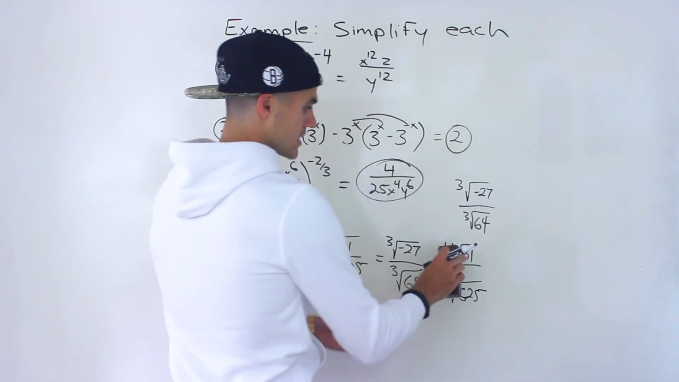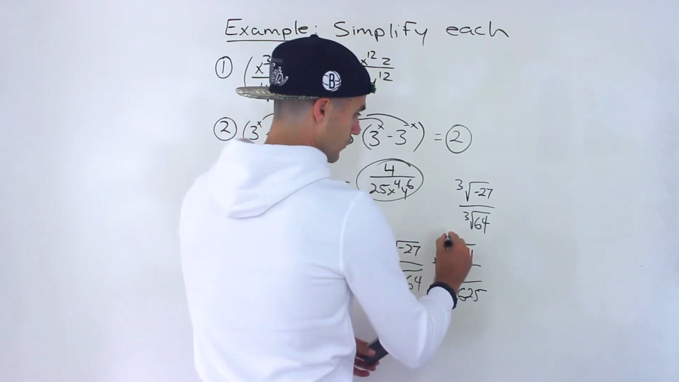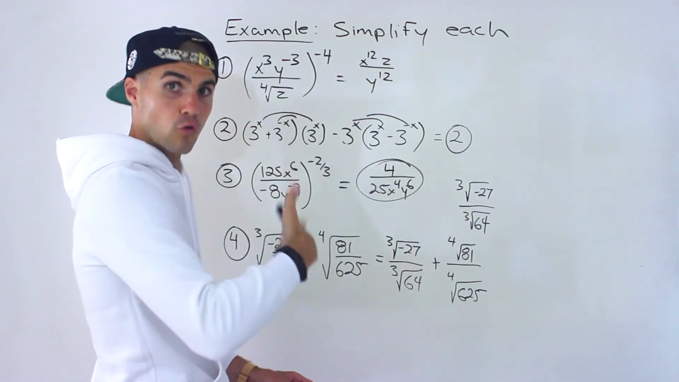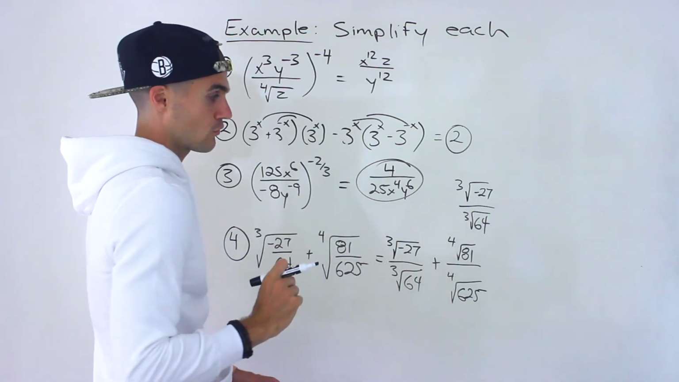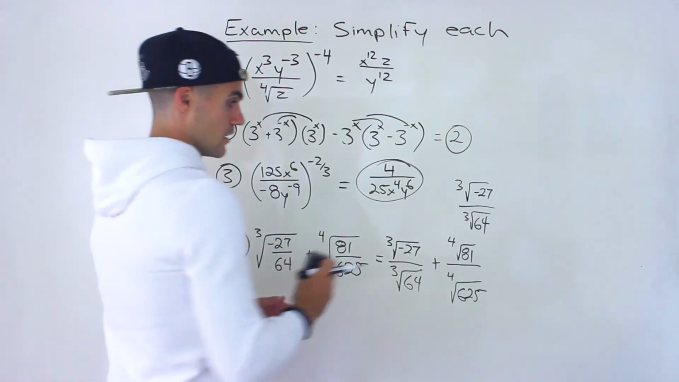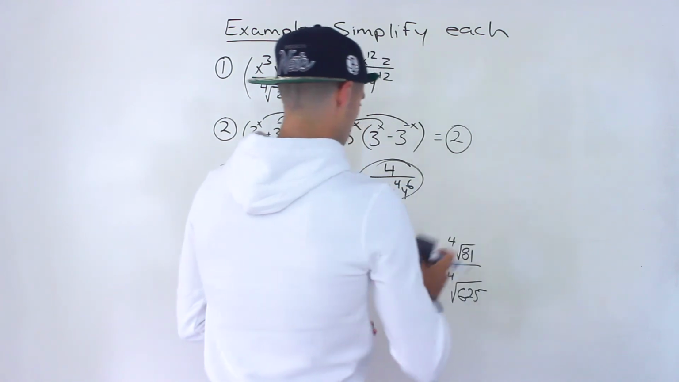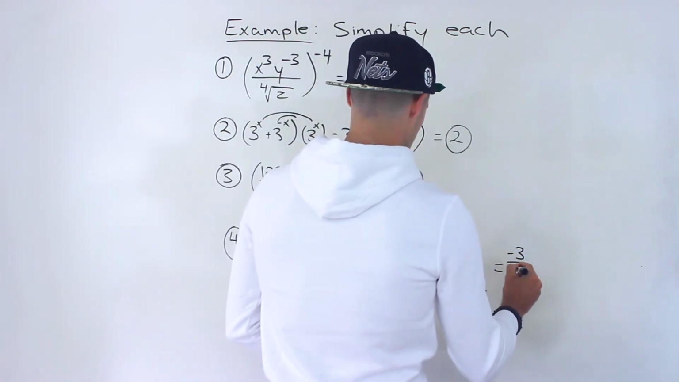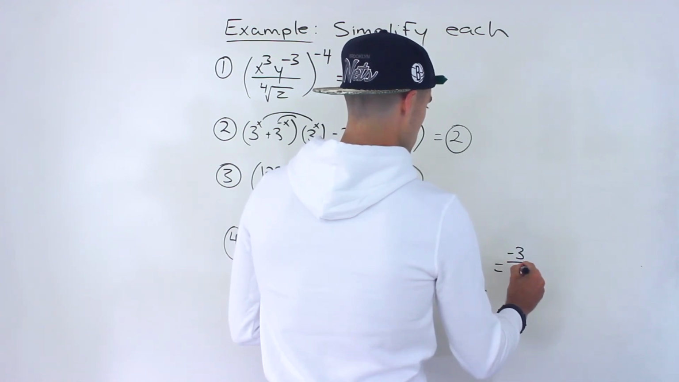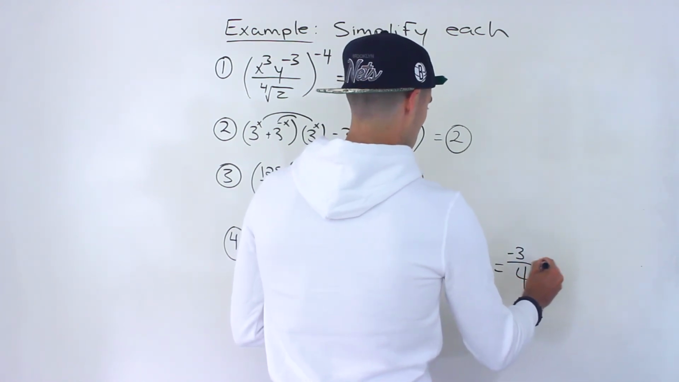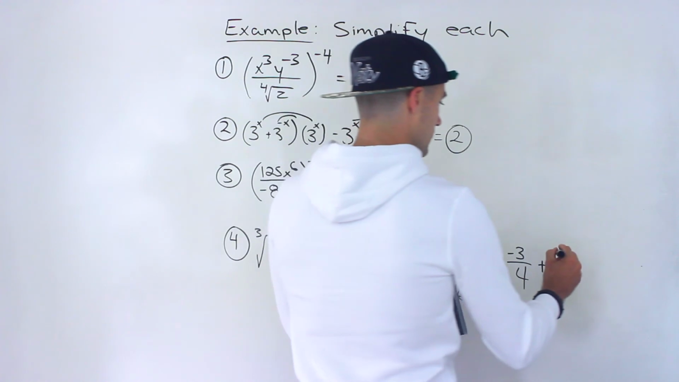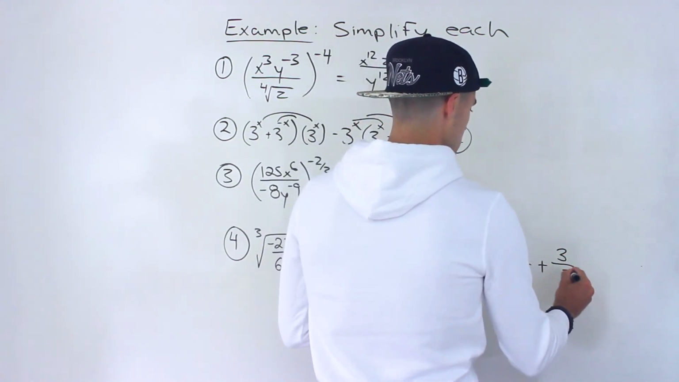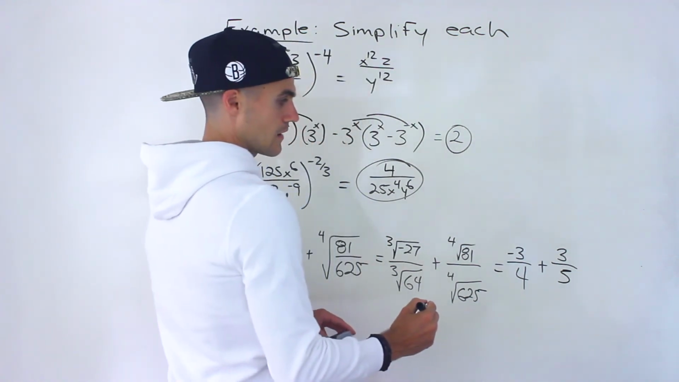This is not 4 times root 81. Maybe make the 4 smaller. It's the fourth root of 81, right? Be careful with that. 4 times root 81 is different than the fourth root of 81. So here we'd have the third root of negative 27 is negative 3. Third root of 64 is 4. Fourth root of 81 is 3, and then the fourth root of 625 is 5, like that.